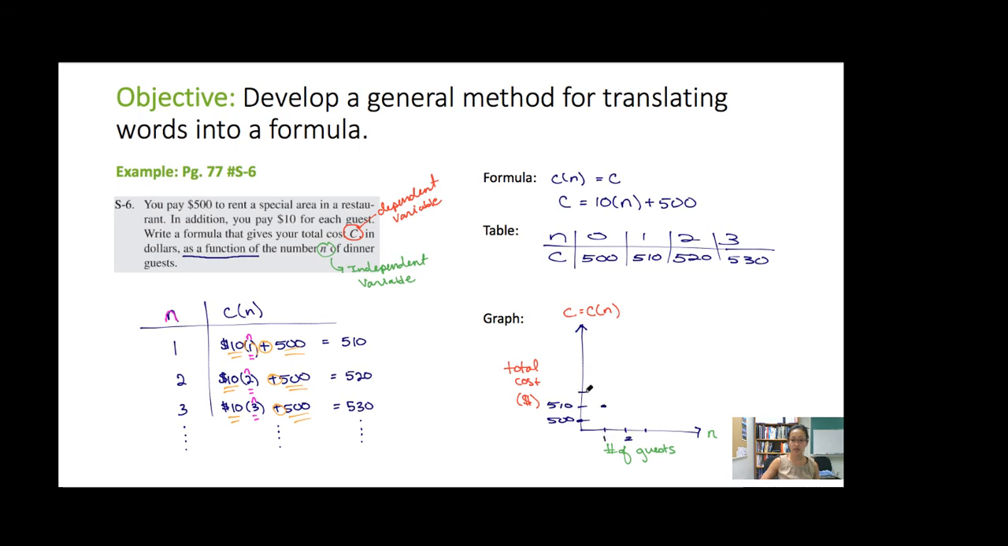When n is 2, that's 520. When n is 3, oops, let me replot that up here. Okay. When n is 3, we get cost is 530. And this gives us a general idea of what the graph looks like. And let's see if I can connect these points. I cannot do this very well on the computer. I hope you get the general idea when I connect those points. I get a nice line that shows the pattern of what's going on in this problem.